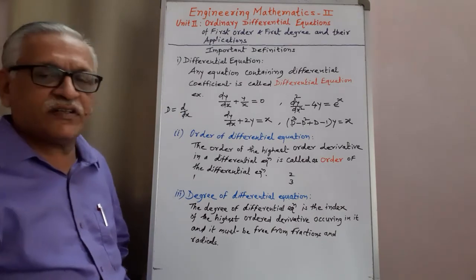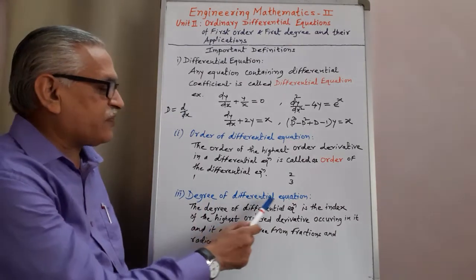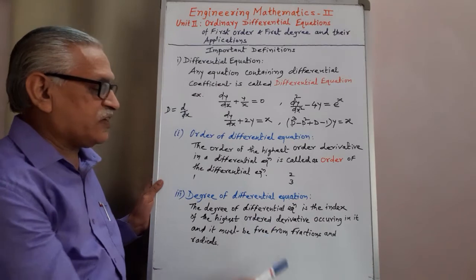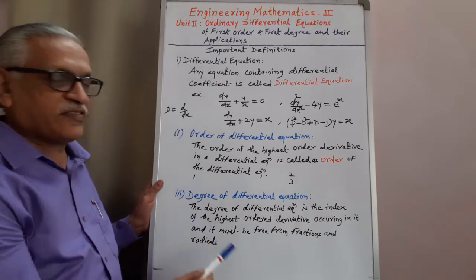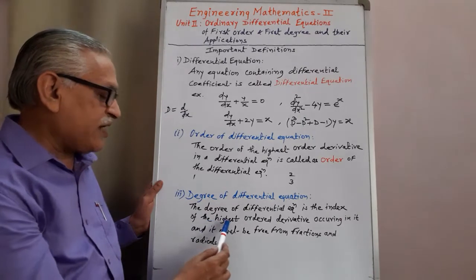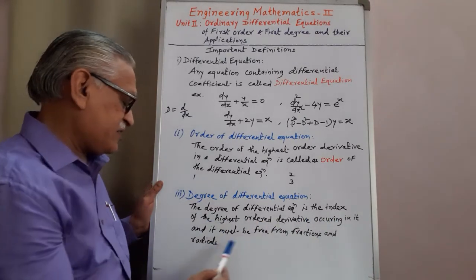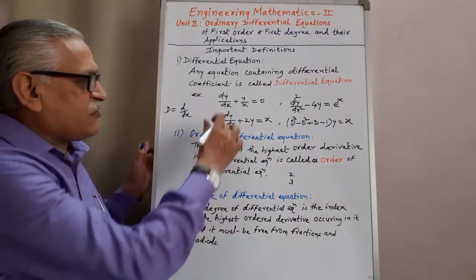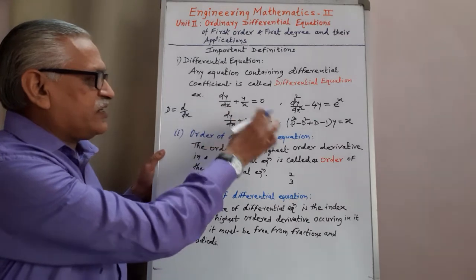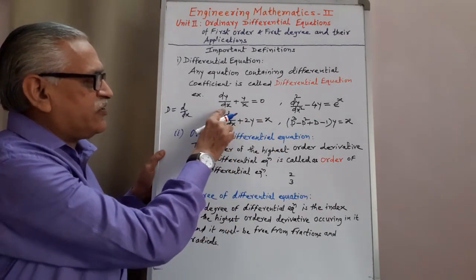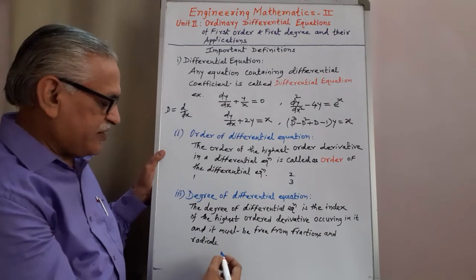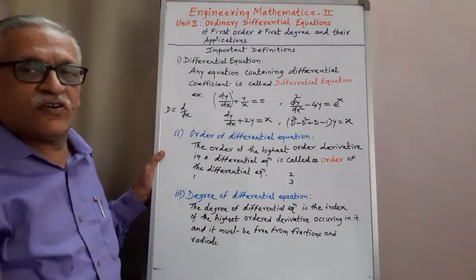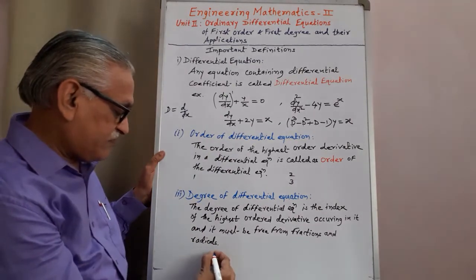Next important term is degree of differential equation. It is defined like this: the degree of differential equation is the index or the power of the highest order derivative occurring in it, and it must be free from fraction and radicals. Therefore, if you try to find the degree of each and every differential equation, the highest order derivative is first order derivative, and its power is here 1, and therefore degree of that differential equation is 1.